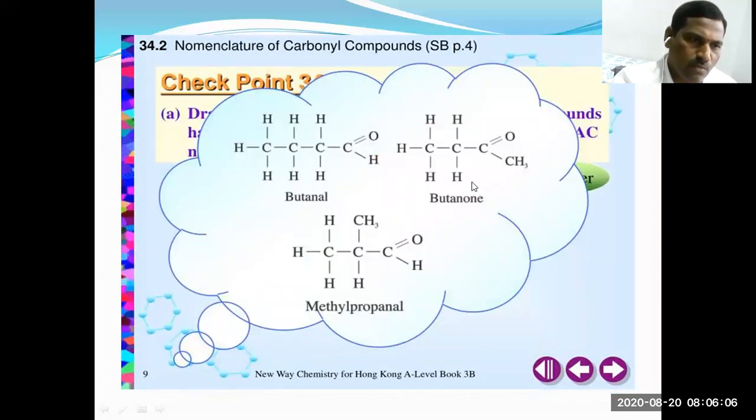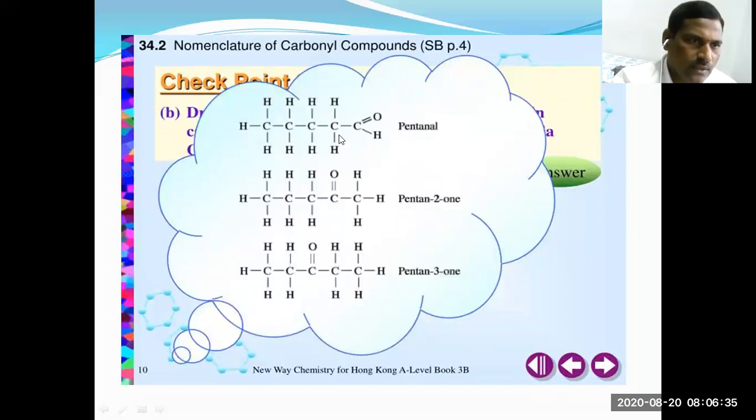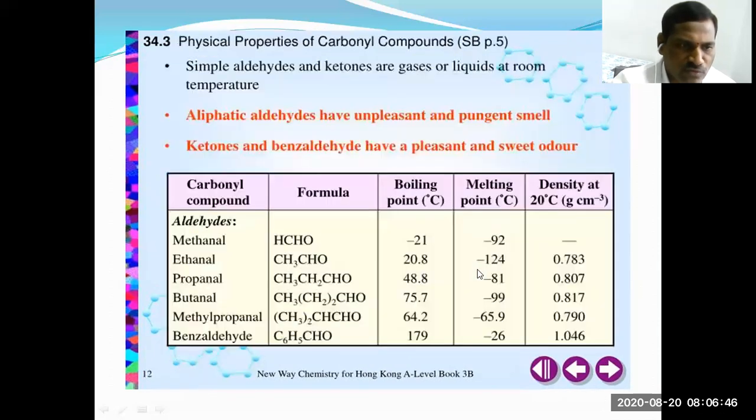See here, some compounds are there. You can give the IUPAC names of these carbonyl compounds. This is an aldehyde having 4 carbons, butanal. This is a ketone, the second carbon having the keto group, so butanone. Here the aldehyde group is present and the second carbon is attached with a methyl group, that's why methylpropanal. Here the aldehyde group is present with a total of 5 carbons. The name of this compound is pentanal. This is pentan-2-one, pentan-3-one.